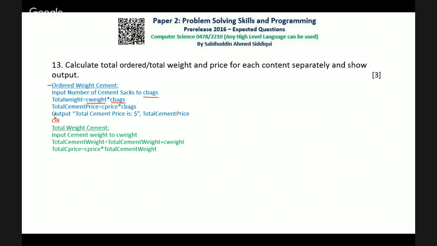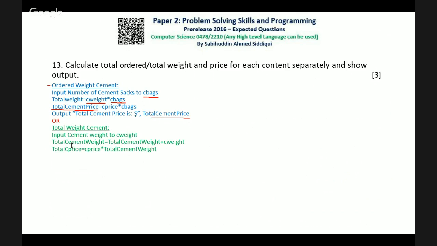Hence the output will be total cement price is dollar. Total cement price, here you have stored the total price in this variable, and this is the total price. Now you are using this, and this will be used to show output here with the output statement.